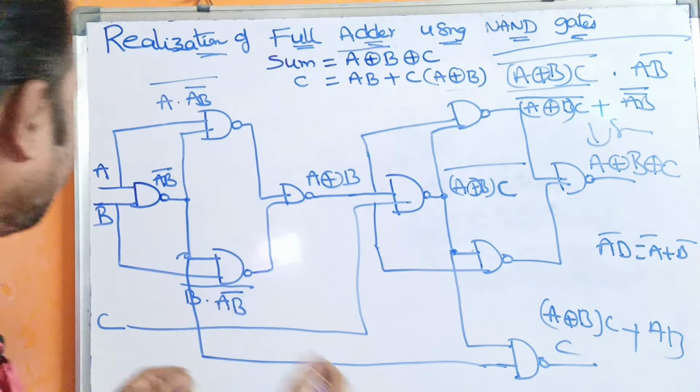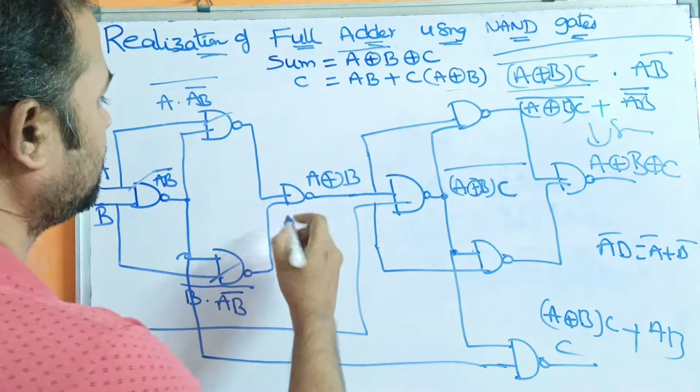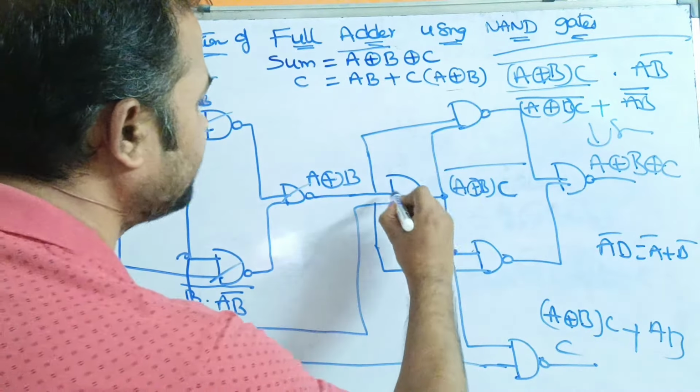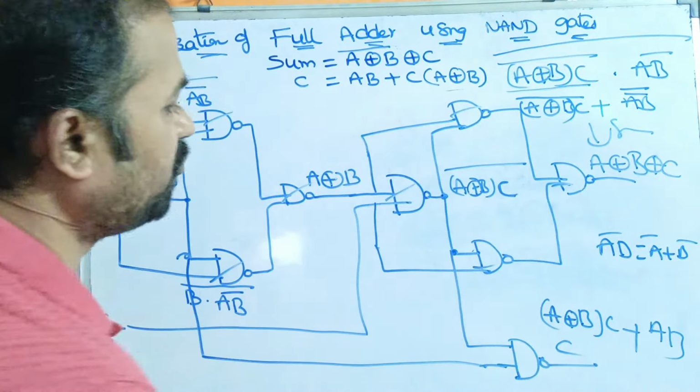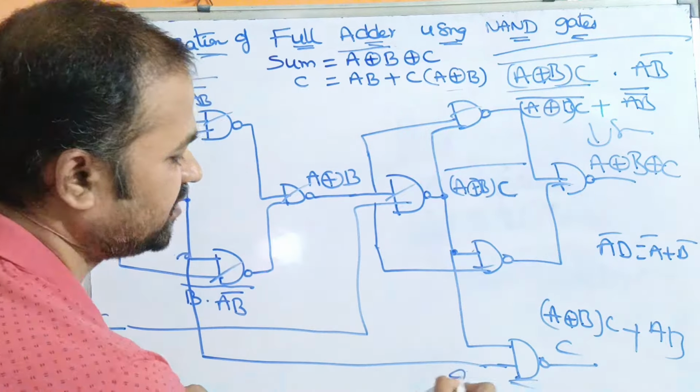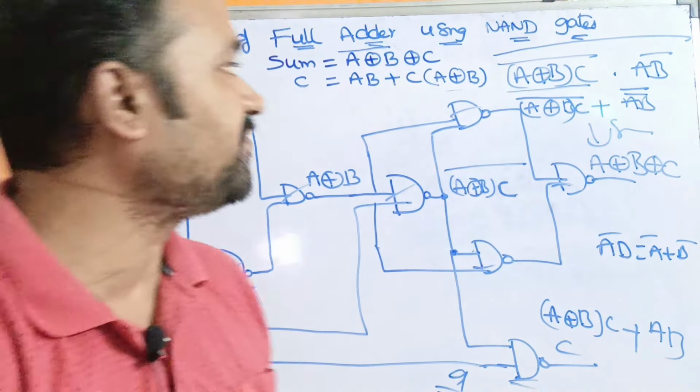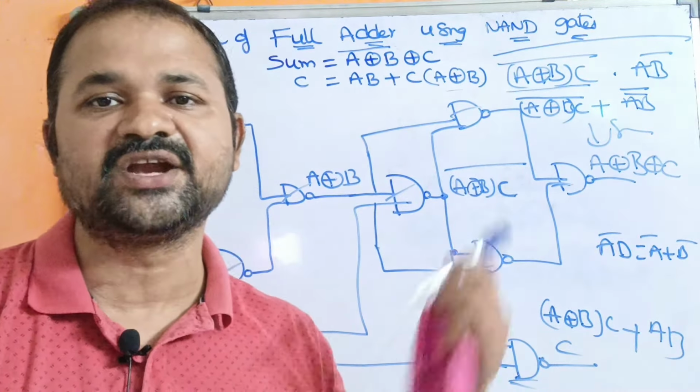So how many NAND gates are required? 1, 2, 3, 4. 4 NAND gates for this structure, so 4 plus 4, 8. 8 plus 1 for the carry, 9. So totally we require 9 NAND gates in order to implement a full adder.